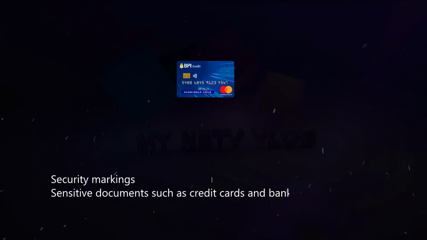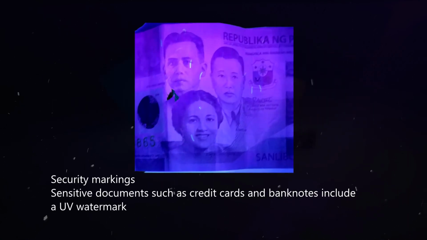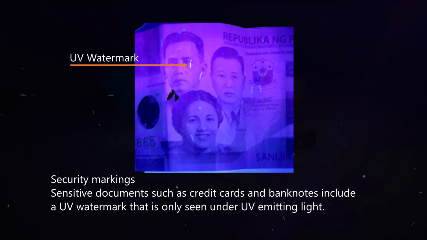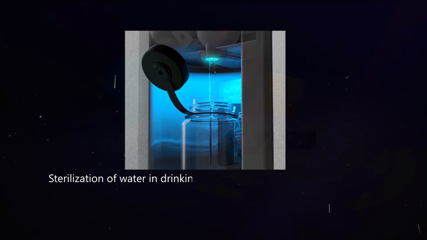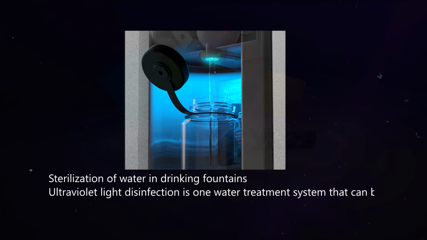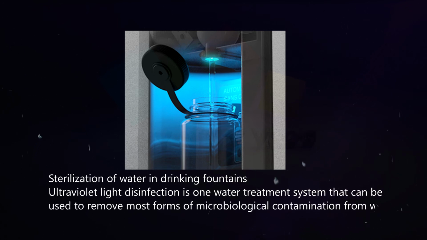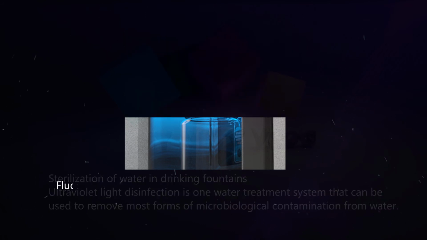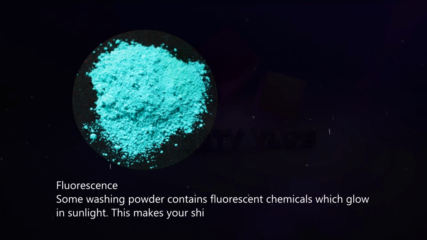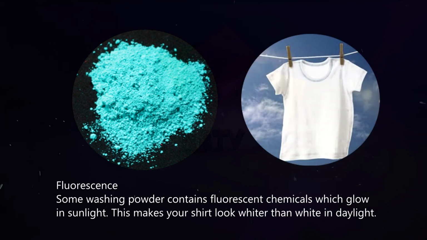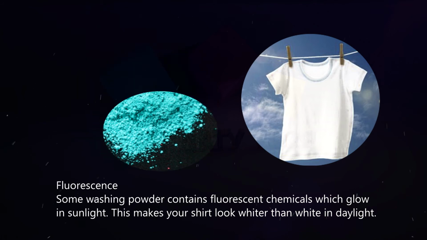Security markings. Sensitive documents such as credit cards and banknotes include a UV watermark that is only seen under UV emitting light. Sterilization of water and drinking fountains. UV light disinfection is one water treatment system that can be used to remove most forms of microbiological contamination from water. Fluorescence. Some washing powder contains fluorescent chemicals which glow in sunlight. This makes your shirt look whiter than white in daylight.